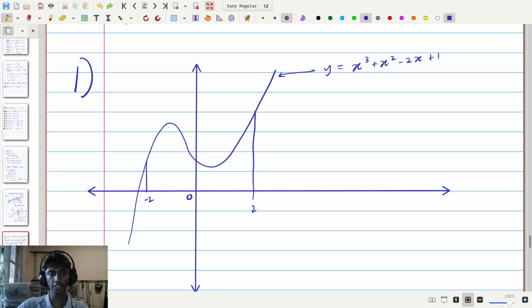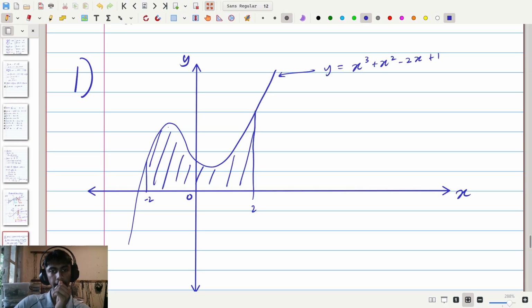Before continuing to the next part, let's do a few examples to familiarize yourself with this idea. Here I have a graph of y equals x cubed plus x squared minus 2x plus 1. And suppose we want to find the area between this curve and the x-axis from x equals negative 2 up to x equals 2. Therefore, we want to find this shaded area right here. Let's suppose we call this area capital A.